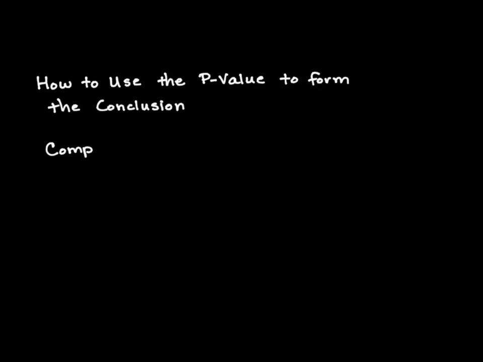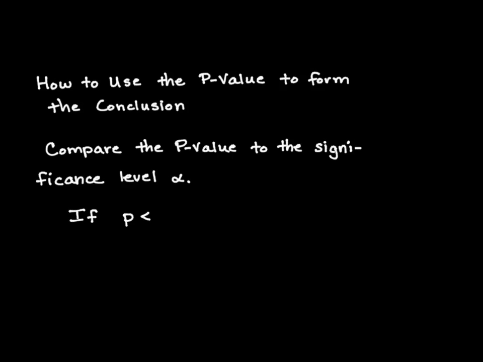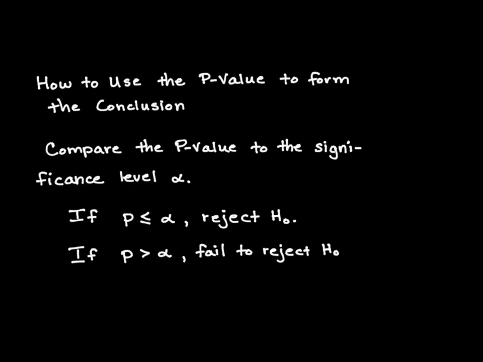So how do I use the p-value to form the conclusion? I'm going to compare that p-value to the significance level alpha. If p is less than or equal to alpha, that tells me to reject the null hypothesis. And if p is greater than alpha, I fail to reject the null hypothesis, or I do not reject the null hypothesis.